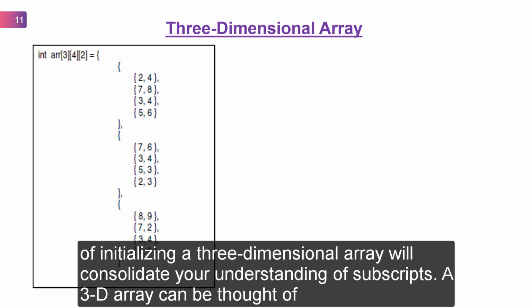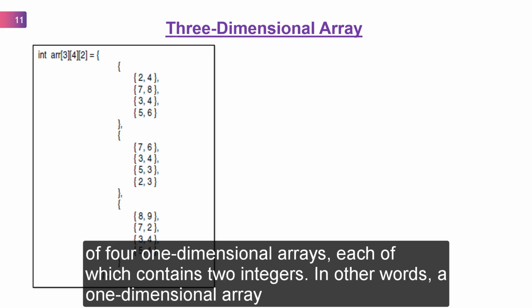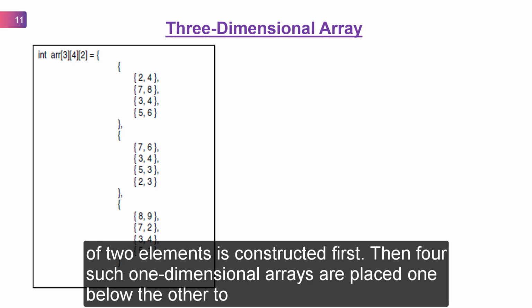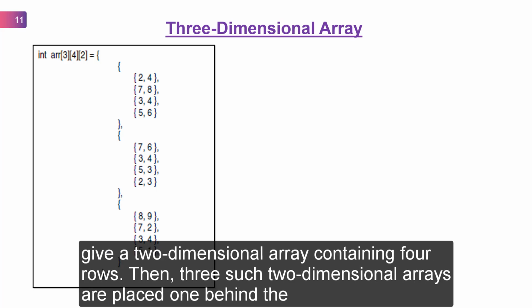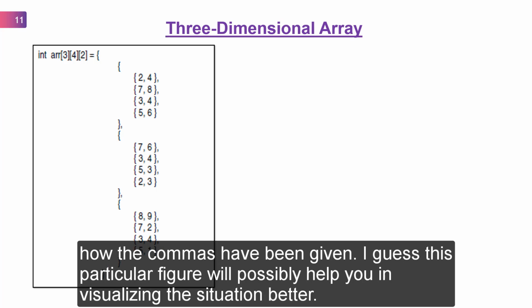A three-dimensional array can be thought of as an array of arrays of arrays. The outer array has three elements, each of which is a two-dimensional array of four one-dimensional arrays, each of which contains two integers. In other words, a one-dimensional array of two elements is constructed first, then four such one-dimensional arrays are placed one below the other to give a two-dimensional array containing four rows. Then, three such two-dimensional arrays are placed one behind the other to yield a three-dimensional array containing three two-dimensional arrays. In the array declaration, note how the commas have been given.